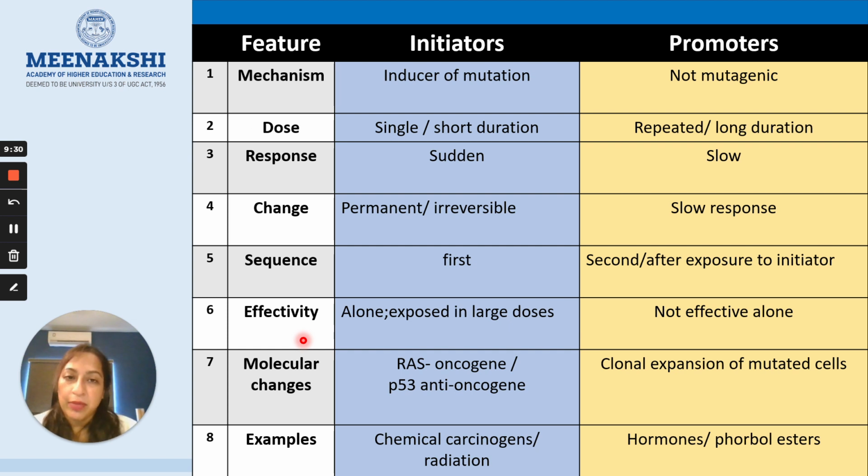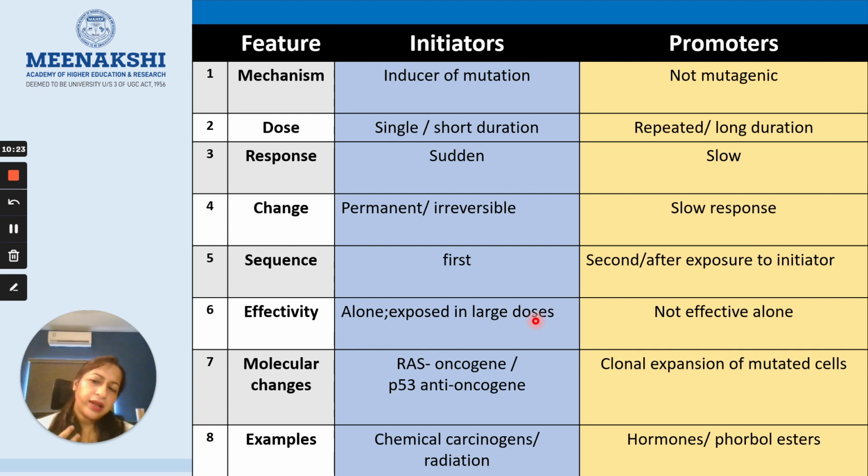So I just put it in a tabular form, the difference between an initiator, the first step, and the promoter. Mechanism: the initiator is the inducer of mutation, but promoters are not mutagenic. The dose: an initiator is a single shot or a short duration, whereas this one is repeated and long. The response of the cell is sudden in initiators and slow in promoters. The change that occurs is irreversible and permanent in initiators, whereas it is a slow response in promoters. Sequence: first comes initiation, because if initiation does not happen, promotion has no significance in tumorigenesis. Whereas here it follows initiation.